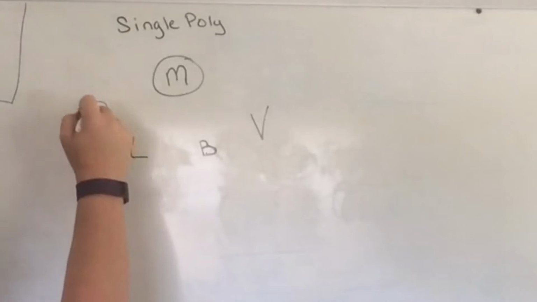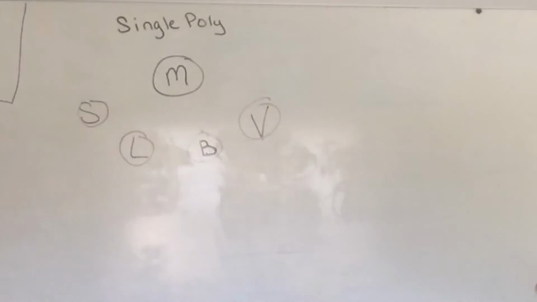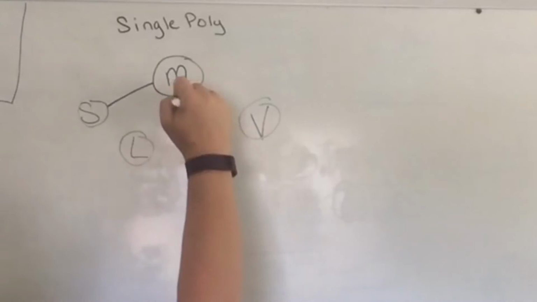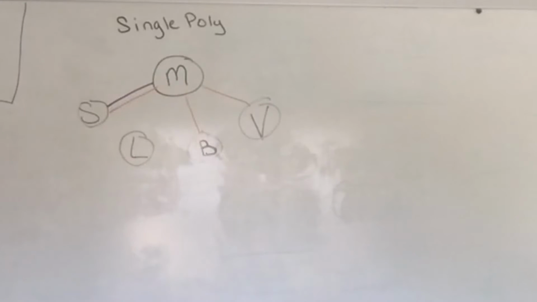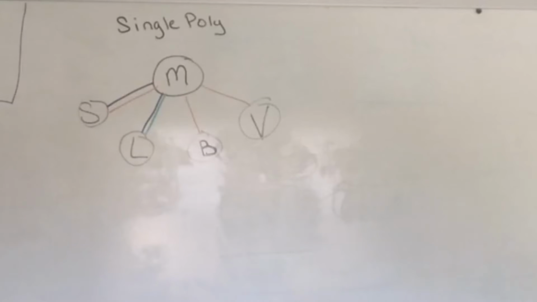Single poly is when one individual dates multiple people. In these situations, one single person can be identified as the single time unit between multiple relationships. So this is what single poly looks like. Anytime that you see a single individual who may be dating multiple people and just loosely dates everybody.